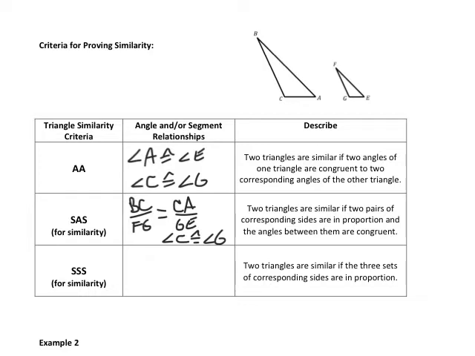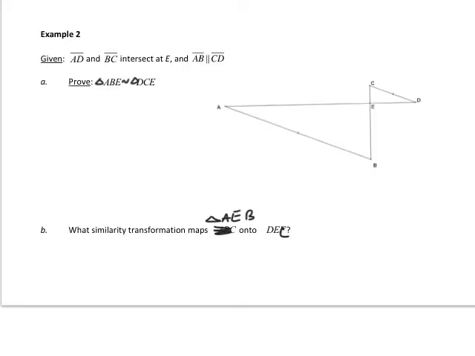And then the last one, you don't have to use angles at all. If you could prove that all three pairs of corresponding sides are in proportion, then you can show that the triangles are similar. So that would look like this. BC over FG, CA over GE, BA over FE. If you could do this, then you can prove the triangles are similar. Now, again, the least amount of work is usually using AA, angle similarity, because it's pretty easy to get two pairs of angles congruent to show that they are similar.